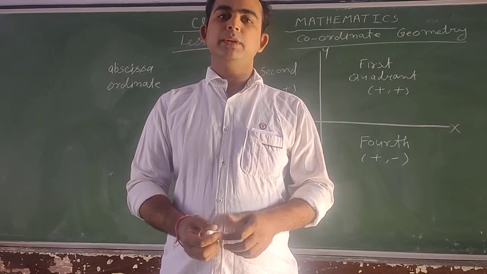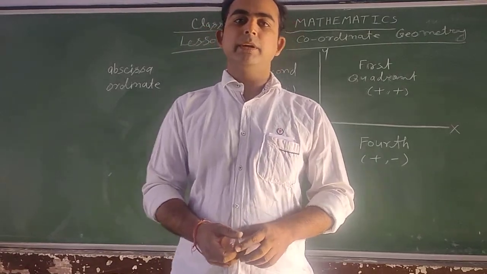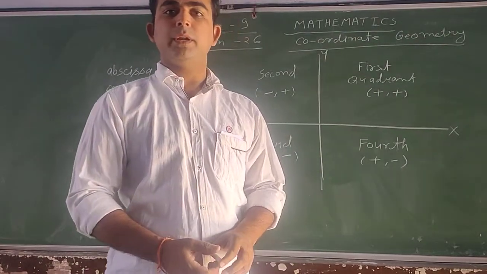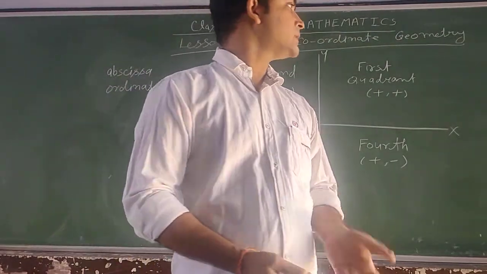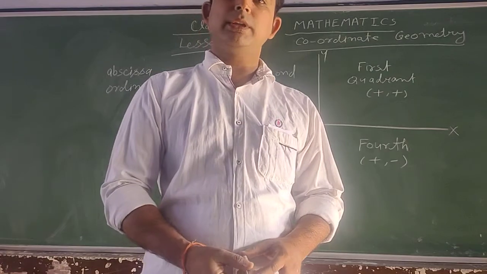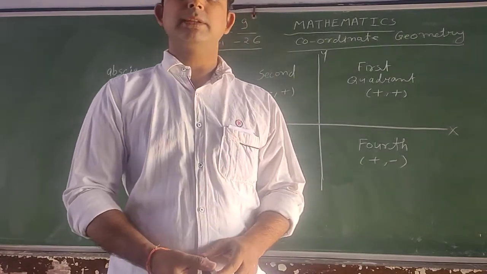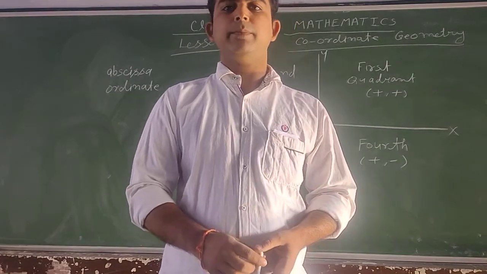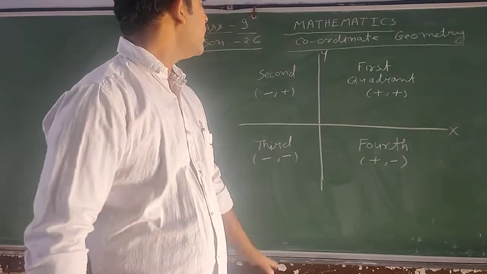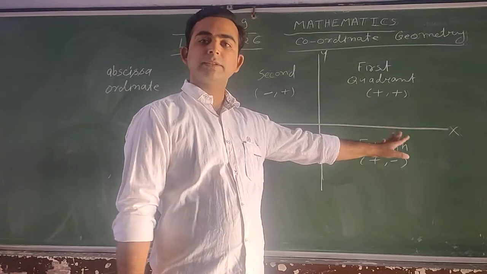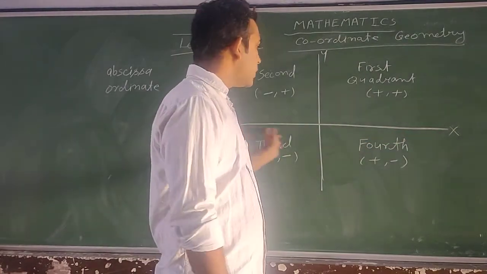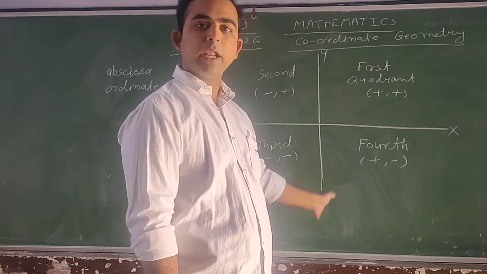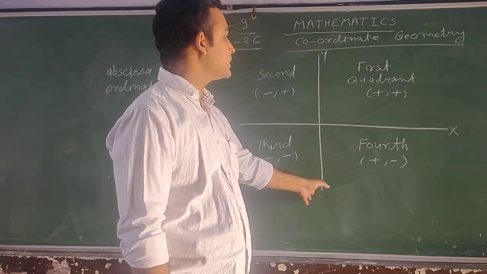Now today we will understand lesson number 26, that is coordinate geometry. In this chapter we have to understand what the x-axis is, what the y-axis is, and we have to plot some points on the graph paper. So what are the x-axis and y-axis? This horizontal line is called the x-axis and this vertical line is called the y-axis.